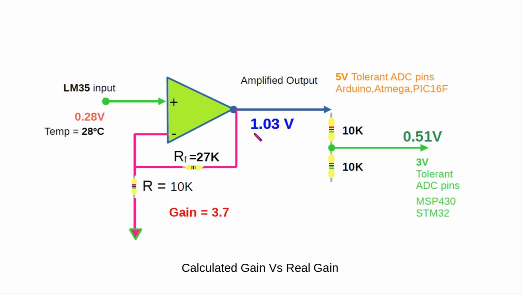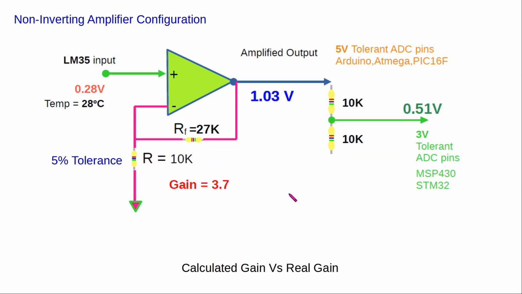Now, as you can see that these are theoretical values. In the actual case, we won't be having precision resistors. I am just using 5% resistors, I mean resistors with 5% tolerance. Now the output will be around 1.03 volt. That output is available from the board, and we also are using a voltage divider, which we can use if you want to interface with 3.3 volt tolerant chips like MSP430 or STM32.